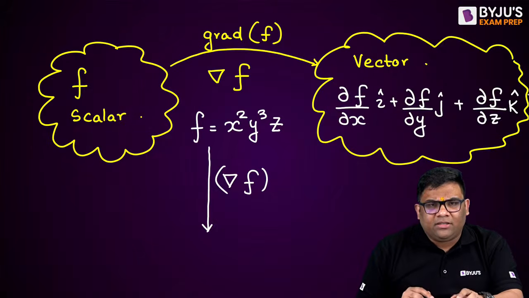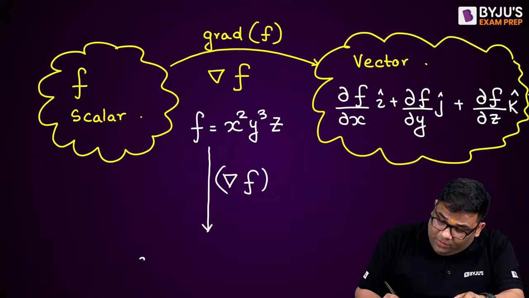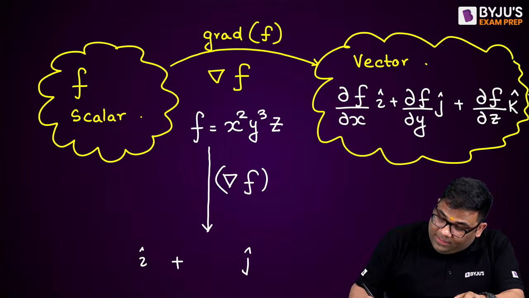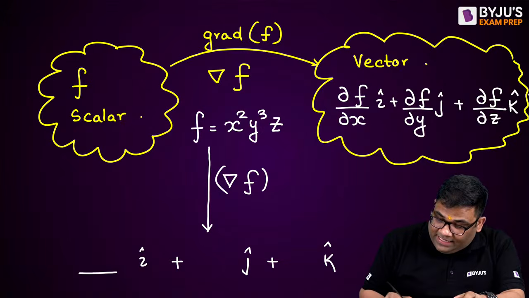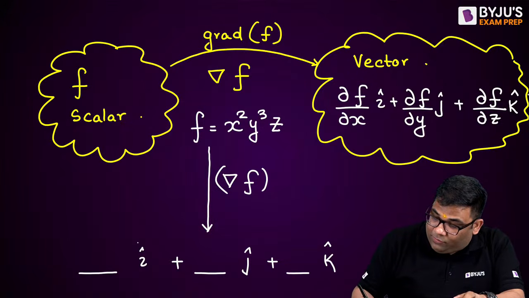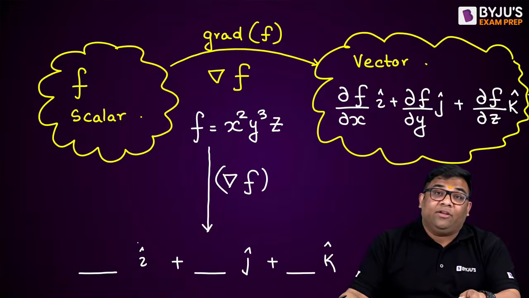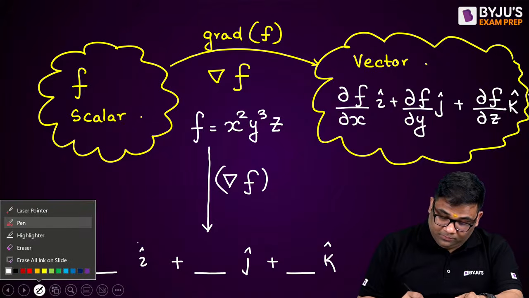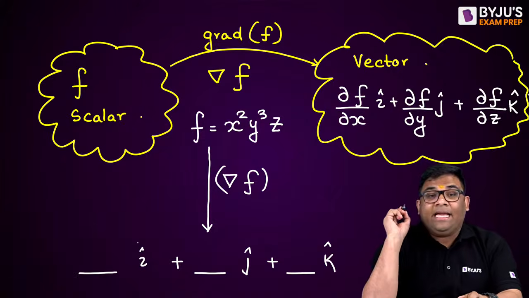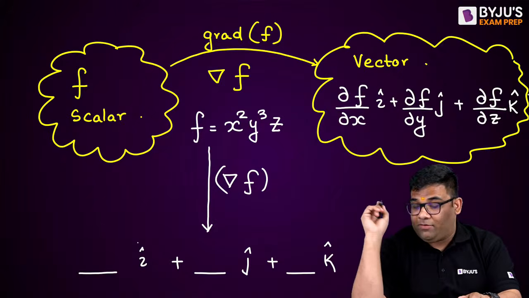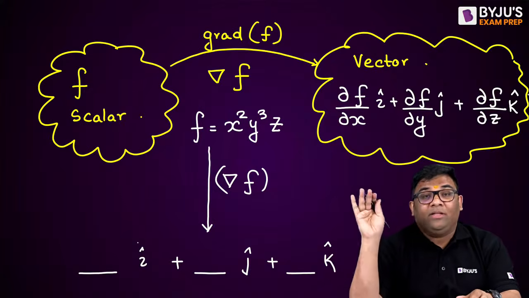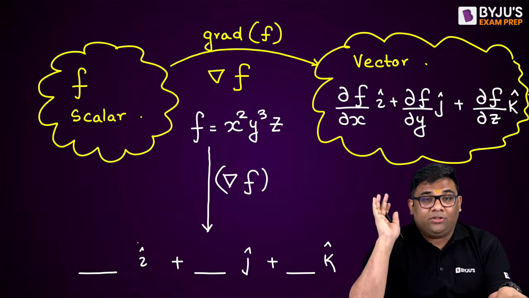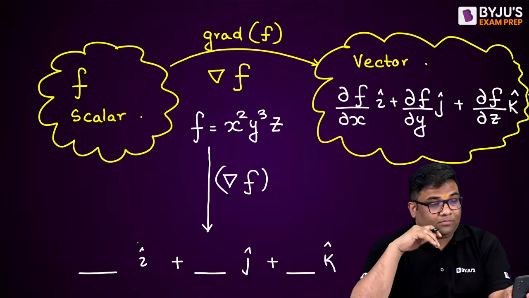I will take the differentiation. Now tell me, what will be the vector function when I do this gradient? Give me the vector function. Chalo, what is with i cap, what is with j cap, what is with k cap? Differentiate partially and give me the answer. Chalo, give, fatafat.